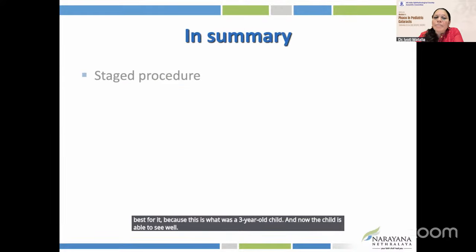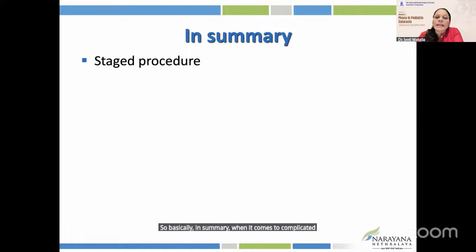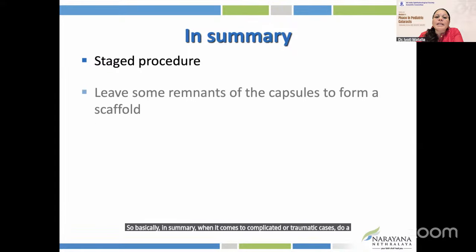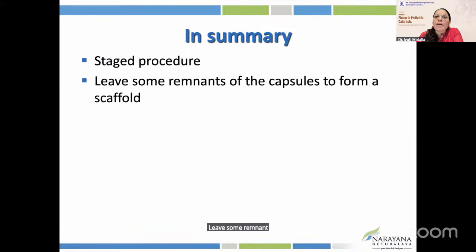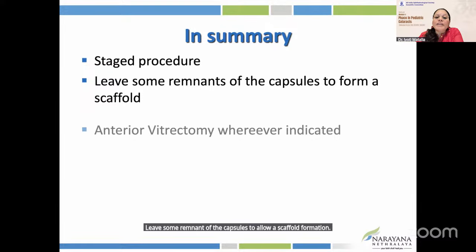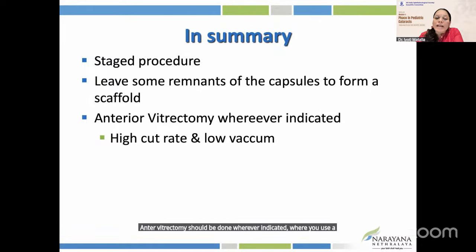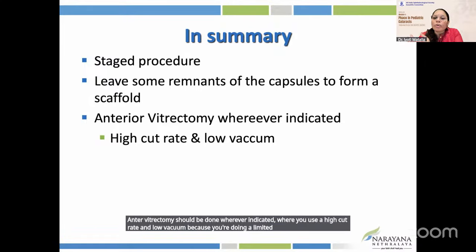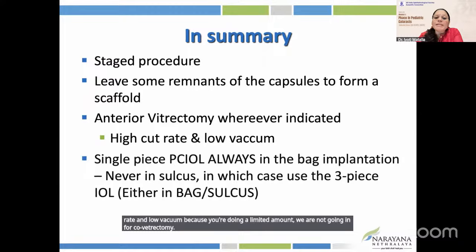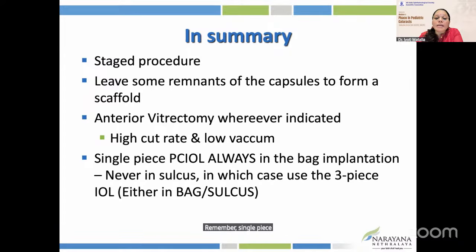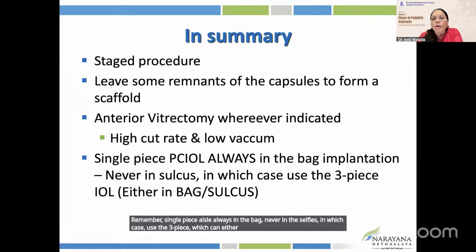So basically, in summary, when it comes to complicated or traumatic cases, do a staged procedure, and leave some remnant of the capsules to allow scaffold formation. Anterior vitrectomy should be done wherever indicated, using a high cut rate and low vacuum, because you're doing a limited amount. We are not going in for a core vitrectomy. Remember, a single-piece IOL always goes in the bag, never in the sulcus, in which case use the 3-piece, which can go either in the bag or in the sulcus.